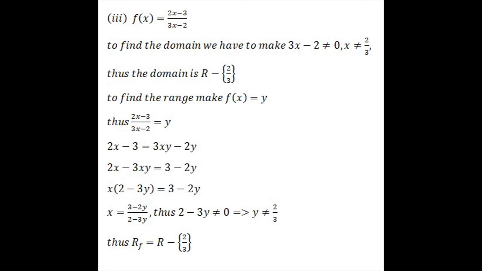Now to find the range, we make 2x minus 3 by 3x minus 2 equal to y, then cross multiply. Then keep the terms which contain x on the left hand side, and all the other terms on the right hand side. Now take x common, and we write x equals 3 minus 2y by 2 minus 3y. When you look at the denominator, 2 minus 3y, that shouldn't be 0. So 2 minus 3y not equal to 0. So 2 not equal to 3y, y not equal to 2 by 3. So the range is all real numbers except 2 by 3.